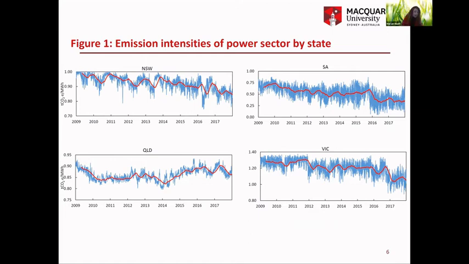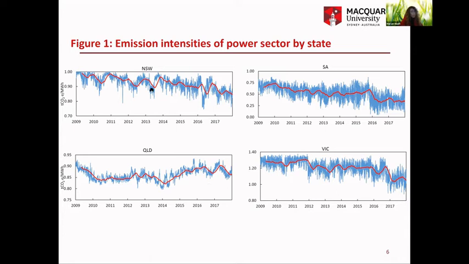As you can see, most of the states experience a diminishing trend, but not Queensland, which I will explain in a few minutes. Another thing we can see from this graph is a quite substantial fluctuation of emission intensities on a day-by-day basis through time. This is because of the level of electricity demand, as well as the generation mix used for providing electricity at a specific time on a specific day.